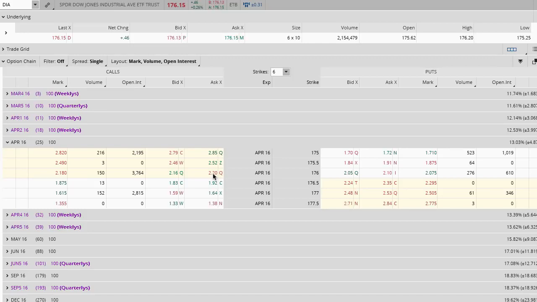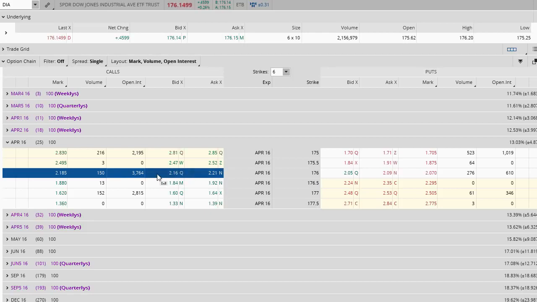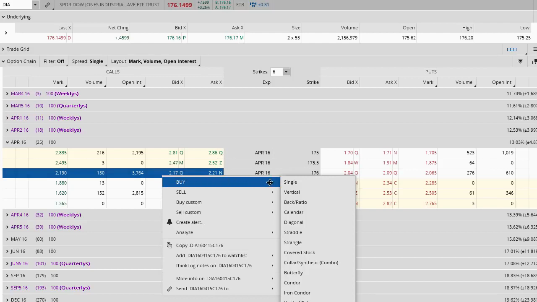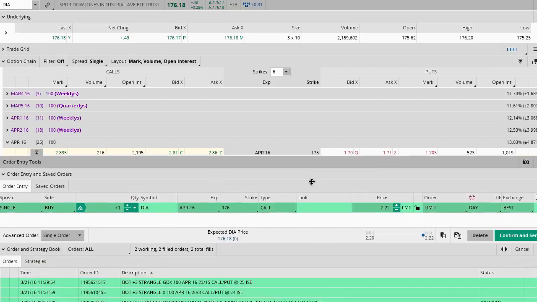So if we wanted to buy, let's say, this 176 strike call option, all we have to do is click anywhere on the row to highlight it. We can right click, go over to buy, and then go over to a single order. Now you'll see all these different complex orders start to populate, and we'll go through those in other video tutorials and later in track 1, track 2 and track 3. But right now we're just going to do a single option order.